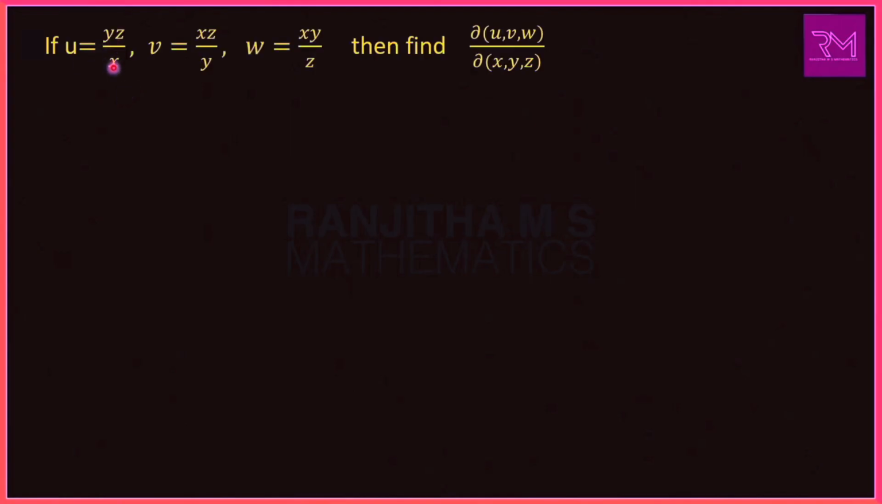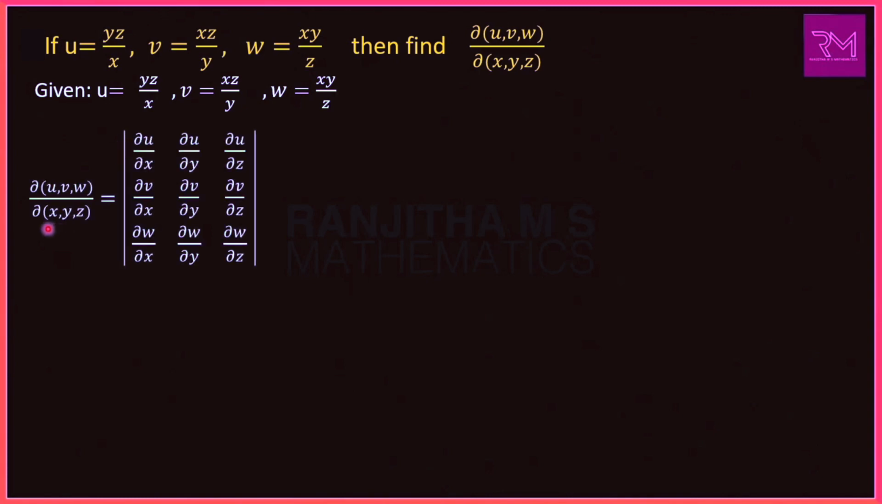If u is equal to yz by x, v is equal to xz by y, w is equal to xy by z, then find ∂(u,v,w)/∂(x,y,z). Here, first step, take the given problem u, v, w. The procedure will be the same for all the problems, but the important thing is finding the partial derivatives and expanding the determinant value. You have to do it carefully.